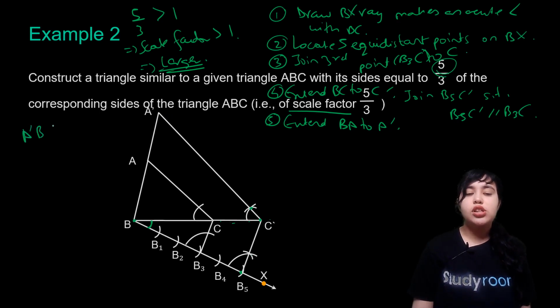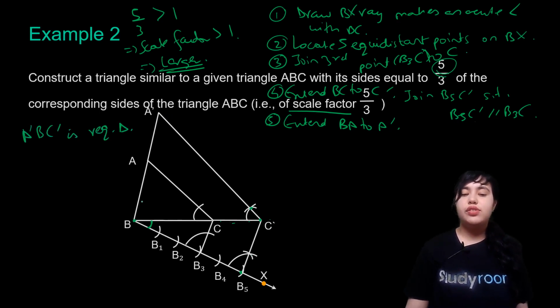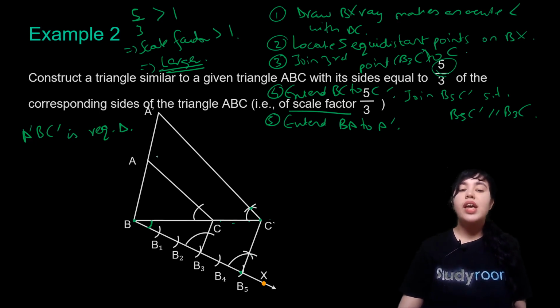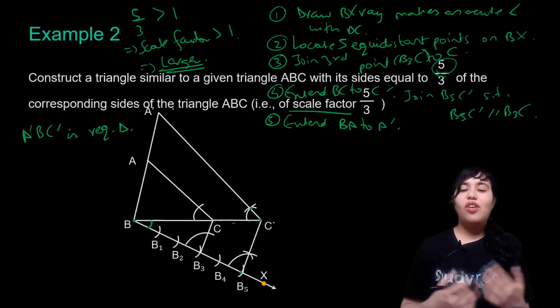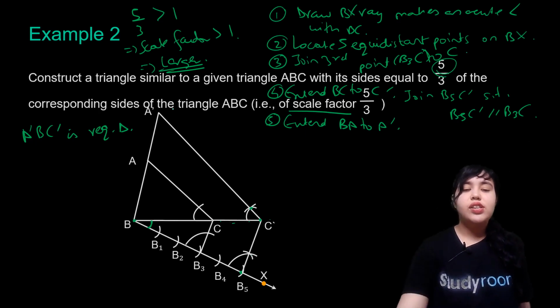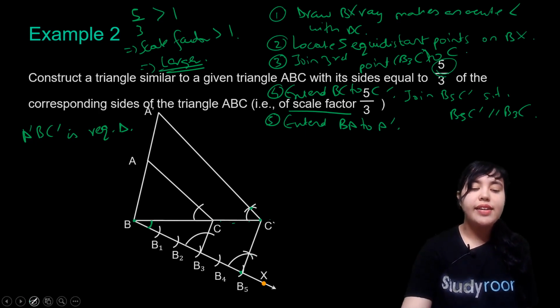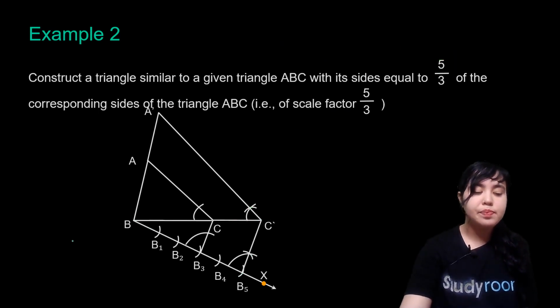So this A'B'C' is your required triangle, which means it is similar to the given triangle ABC. Again, in the very beginning, I told you that the scale factor is greater than 1, which meant that the triangle that we are going to construct will be larger than the given triangle, and that turns out to be true. From the figure itself, you can make out. Now, why is this methodology working? So for that, we again refer to some properties of triangles.